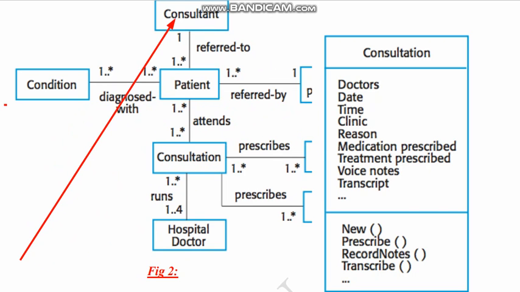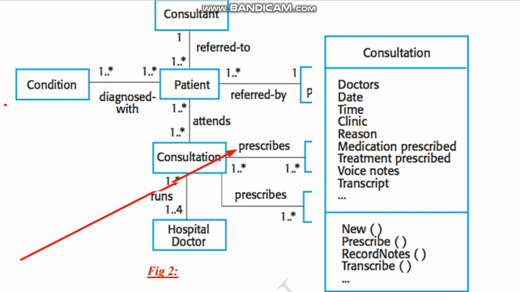Both of these, that is consultant and hospital doctor, are derived from the doctor class. Once the patient is referred to the consultant or the hospital doctor, after consultation they are prescribed medicine, they are prescribed a treatment, or they may be prescribed any of the operations. So this is the association diagram which will show the relationship between various classes and various objects of different classes.